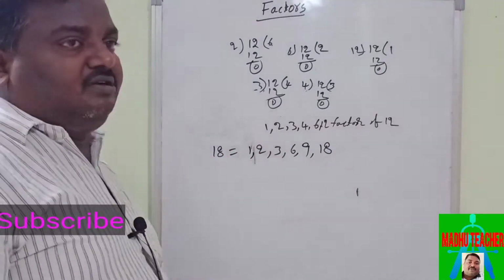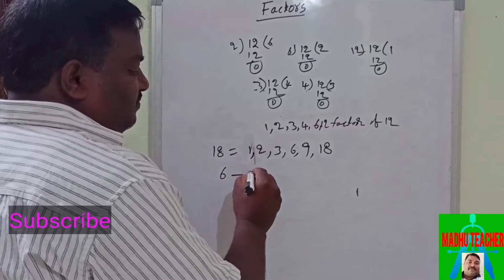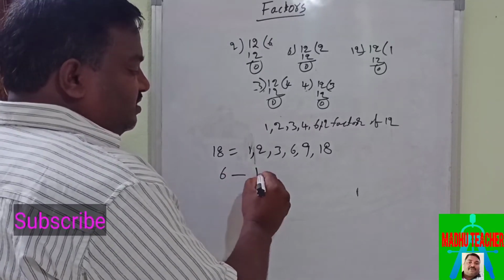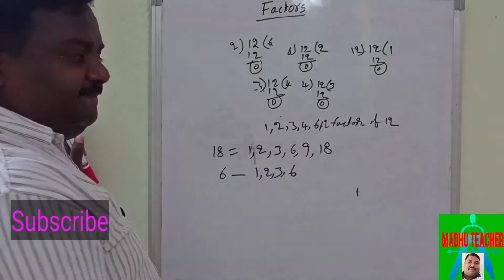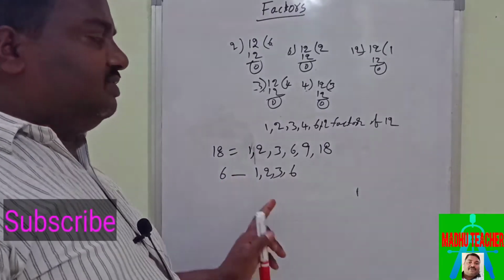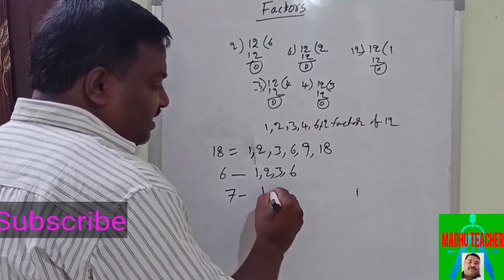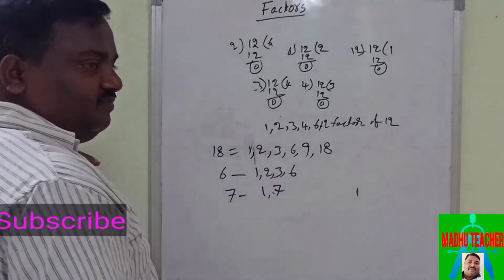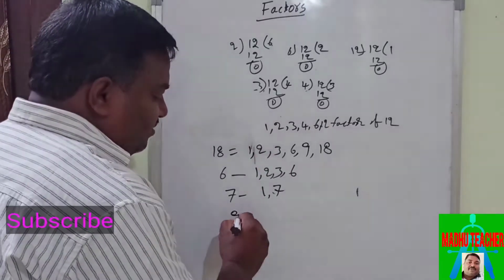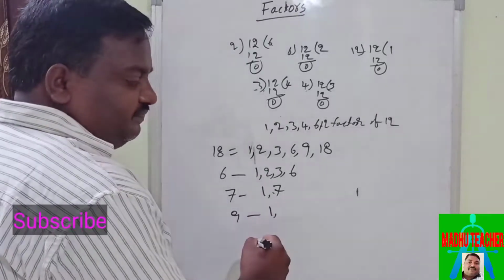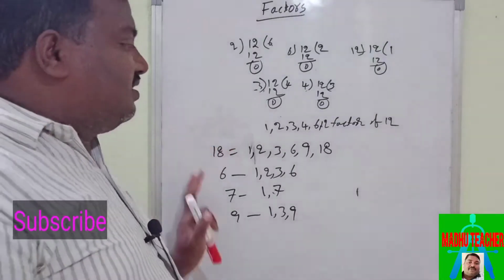So like this we can write factors of so many numbers. Suppose 6. 1 is a factor of 6. 6 ones are 6. 2 threes are 6. So 3 is also a factor. And 4 is not. So these are the factors of 6. These all divide 6 exactly. 7 is divided by 1 and 7 itself. It is divided by only 1 and itself. Next, 9 is divided by 1, 3 and 9 itself. So these are the factors.